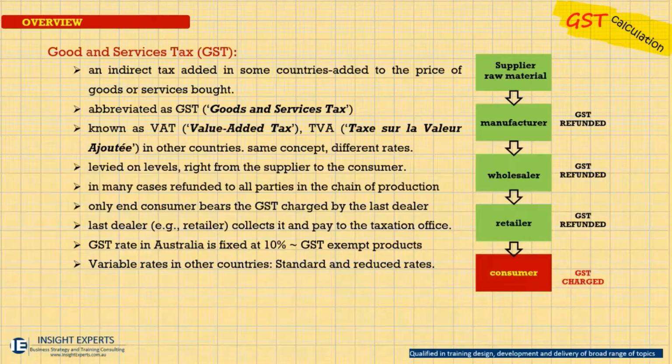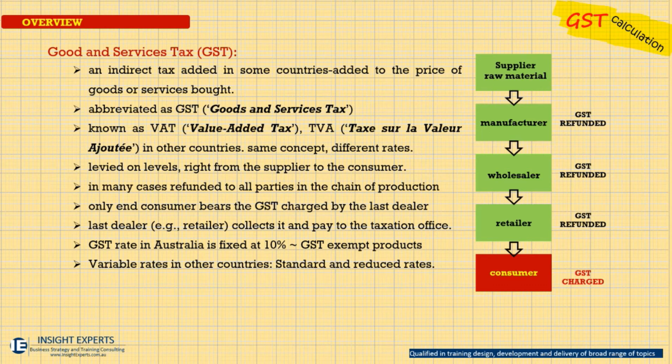First, an overview of the GST. GST is an indirect tax. It is called so because it's actually levied on goods and services rather than on income and profits. It is abbreviated as GST, which stands for Goods and Services Tax. However, it's also known under other names in other countries, such as VAT or TVA, but at the end of the day, it is the same concept with different rates.